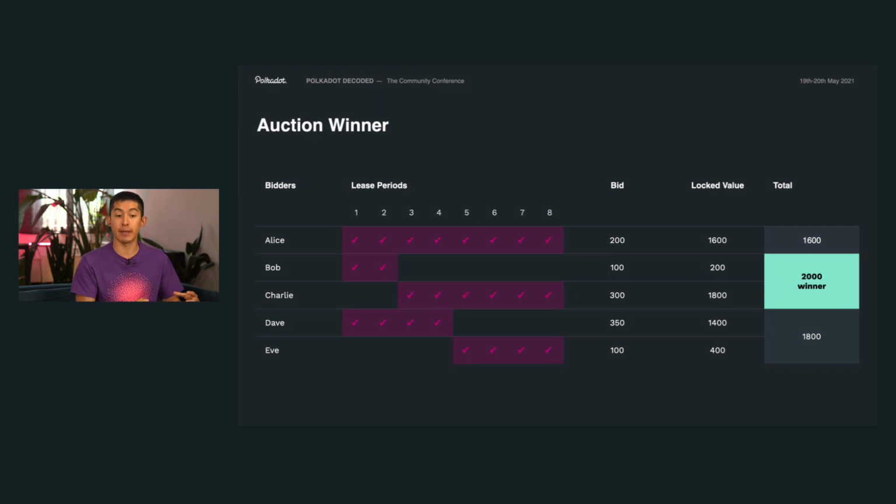So you can see if Alice is bidding for 8 lease periods and is willing to lock up 200 dots, those 200 dots will be locked up for a full 8 lease periods. So the locked value is 200 times 8, 1,600 dots in locked value. Again, Bob, with only 100 dots for 2 lease periods, only has 200 dots in locked value.